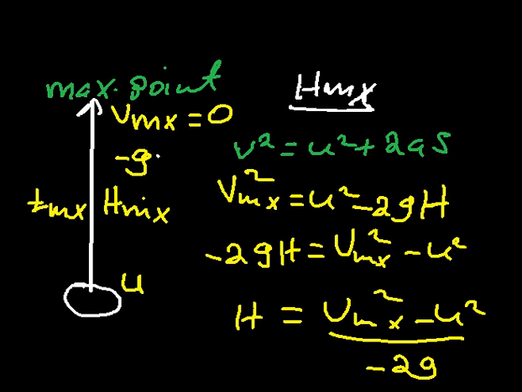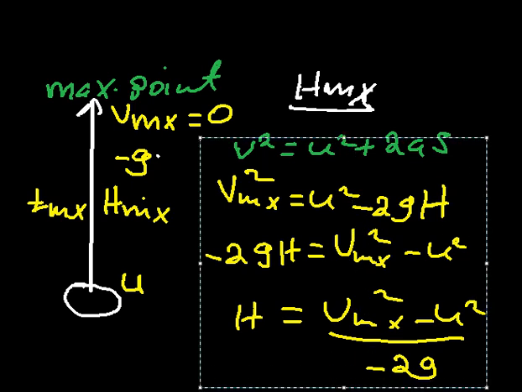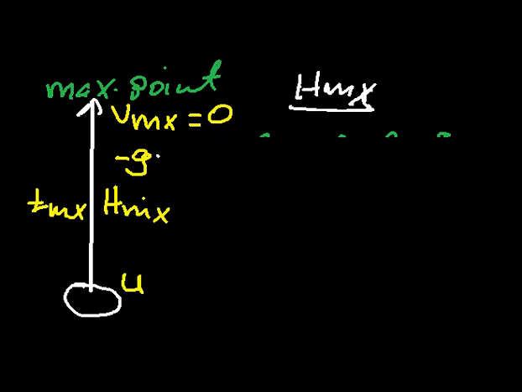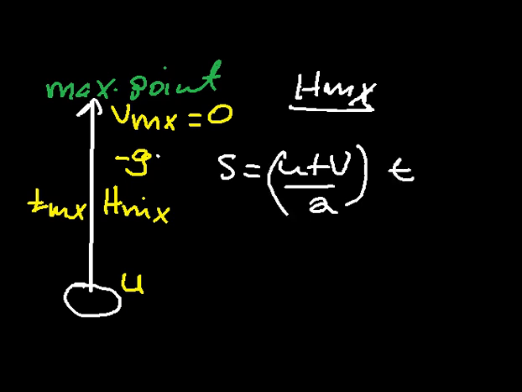And also, this formula can be used to find the maximum height attained by the object. We can use this formula as well: the displacement is equal to (u plus v) over 2 times t, where u is the initial velocity, v is the final velocity, and t is the time.